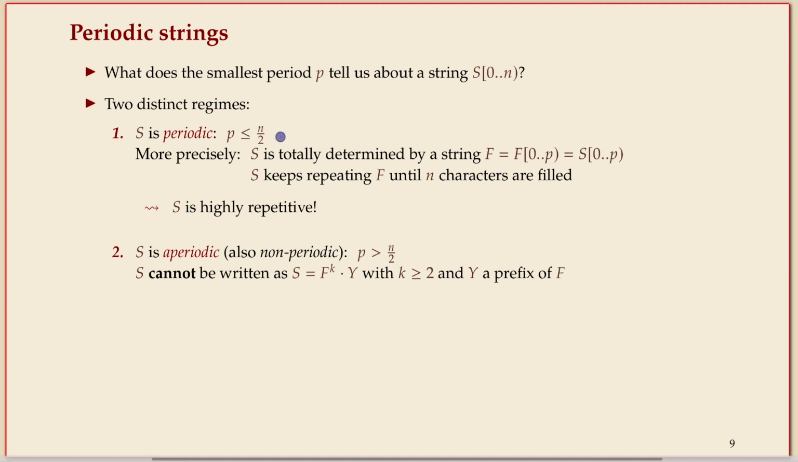The important notion here now is that of a periodic string. And we call the string periodic if its smallest period is less than half of the string. And remember, that means you shift the string over by less than half of it. That means it has to repeat at least another time.